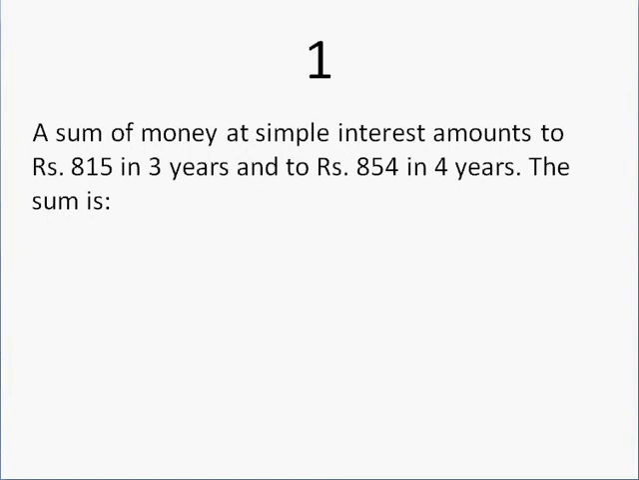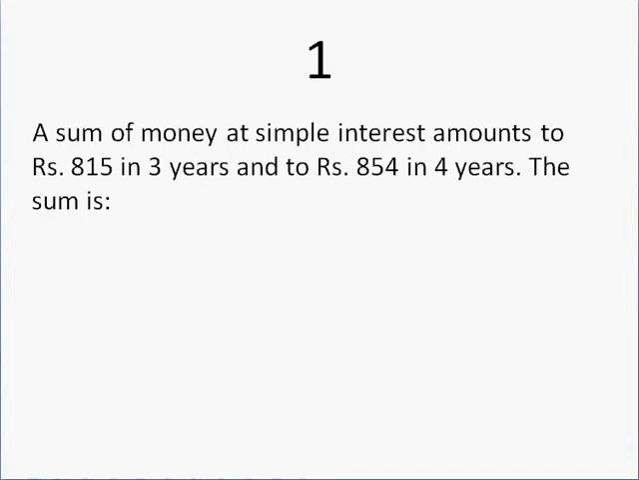Now in this question, what we are given is that a sum of money at simple interest amounts to rupees 815 in 3 years, so after 3 years that particular sum amounts to rupees 815, and to rupees 854 in 4 years. Can you calculate the simple interest for 1 year? Yes, of course we can. We need to subtract the total money at the end of 3 years from the total money at the end of 4 years. So we'll get the simple interest for 1 year. Now what to do after that? How to find the sum?